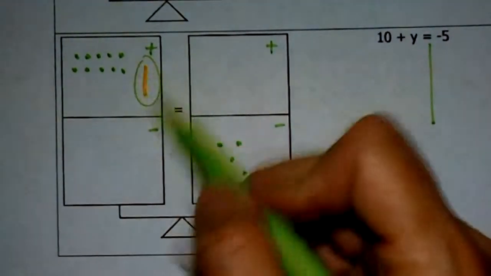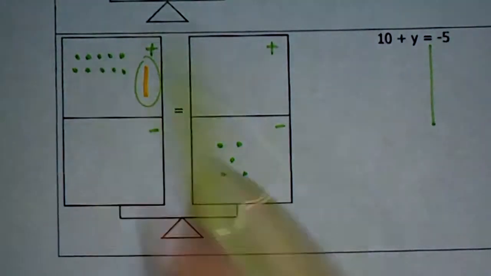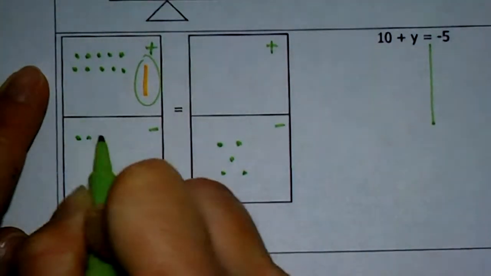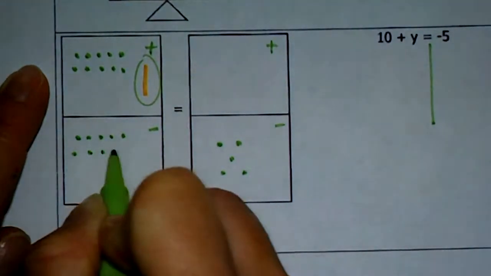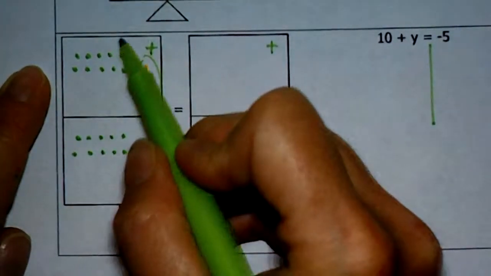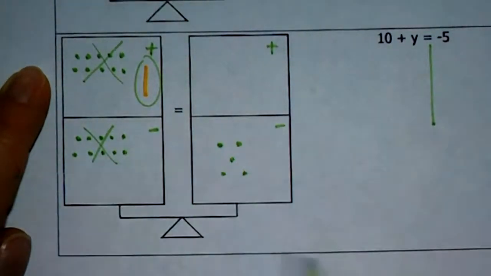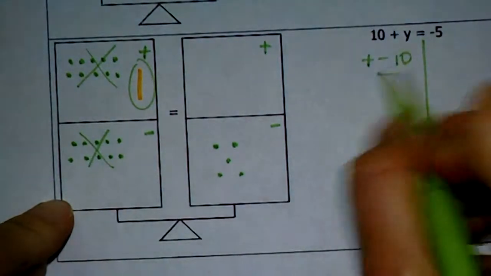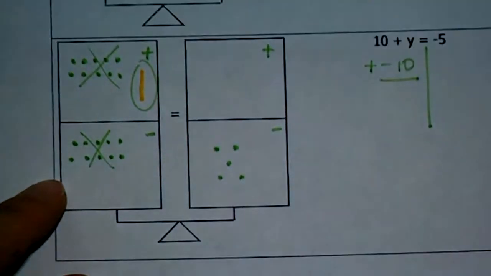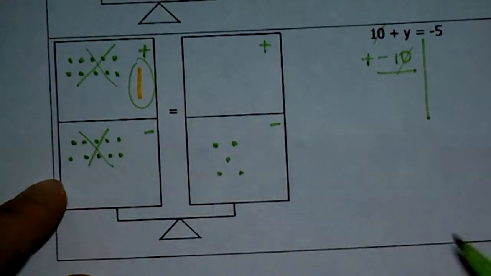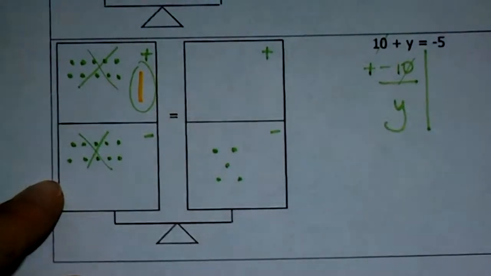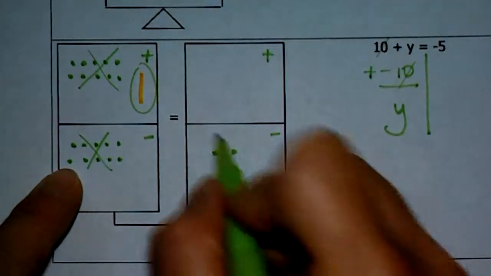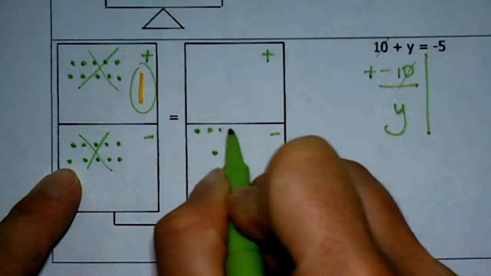In order to get this y all by itself, I need to cancel out those 10 positive blocks. We cancel out those 10 positive blocks by combining them with 10 negative blocks, right? So these 10 positives and those 10 negatives, when combined, leave y by itself. So again, what we just did was we added -10 blocks to this side of the equation. And when you did that, the 10 and the -10 canceled out. You were left with y. But if you're going to add 10 negatives to this side, you better add 10 to this side as well.